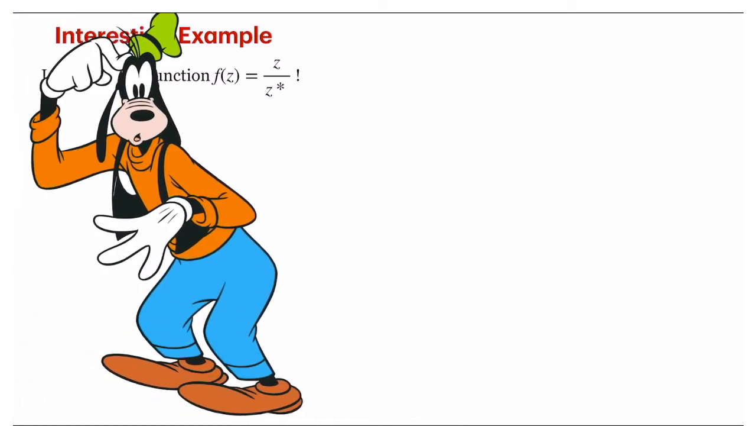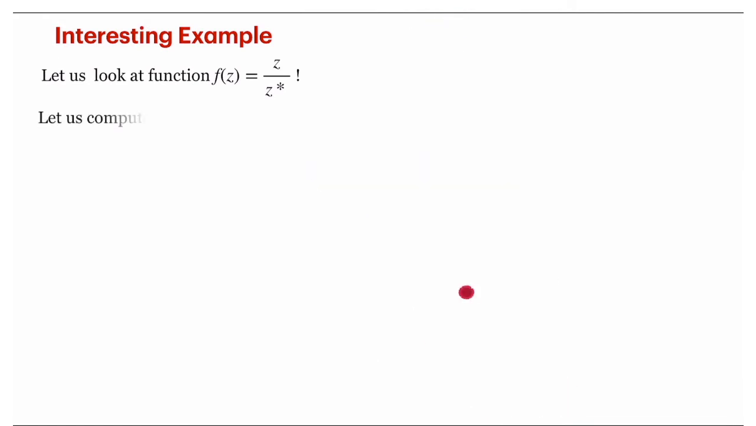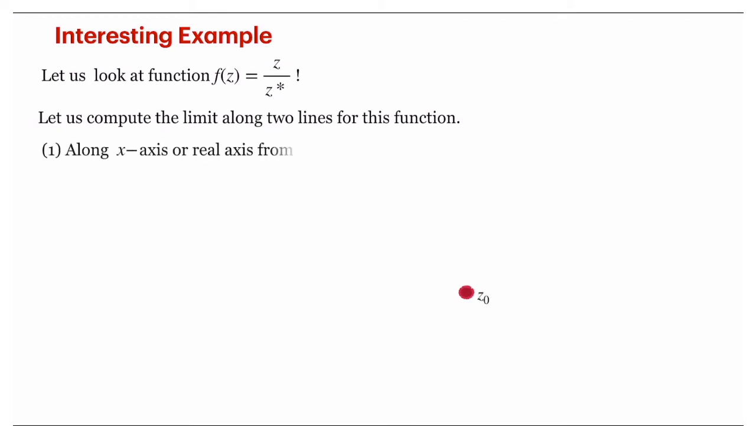Let's take an interesting example. Let's look at the function f of z is equal to z by z star. Of course, what is special about it, what is interesting about it, let's see. Let us compute our limit for this by taking the z0 and taking two directions only. It is sufficient to show any two directions leading to different limits, then the limit doesn't exist. To show the existence, you have to show that all the curves lead to the same point, but to show non-existence, two conditions are enough.